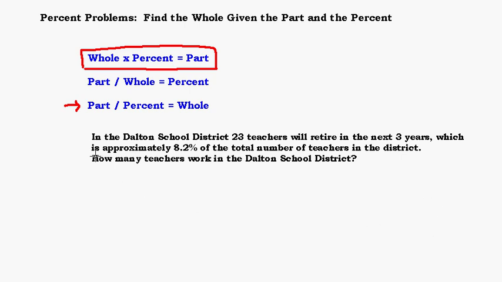Alright, so we have our percent of the teachers that are going to retire, which is right here. We know the part of the total number of teachers that's going to retire, which is right here. And we're trying to find the total number of teachers that work in the district. We're trying to find the whole. So we're going to take the part divided by the percent. 23 divided by 8.2%.